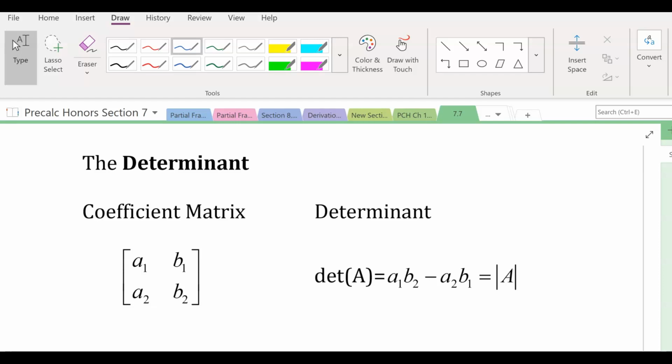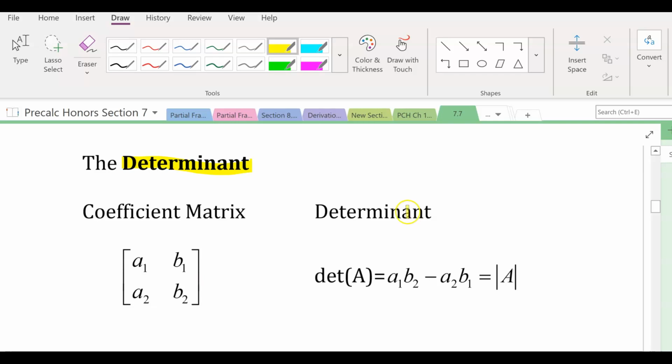All right, in this video we're continuing with section 7.7 for Precalc honors. We're talking about the determinant of a square matrix. So when we're talking about a determinant, we're looking at the coefficient matrix here. So we're just pulling off the coefficients from our system.